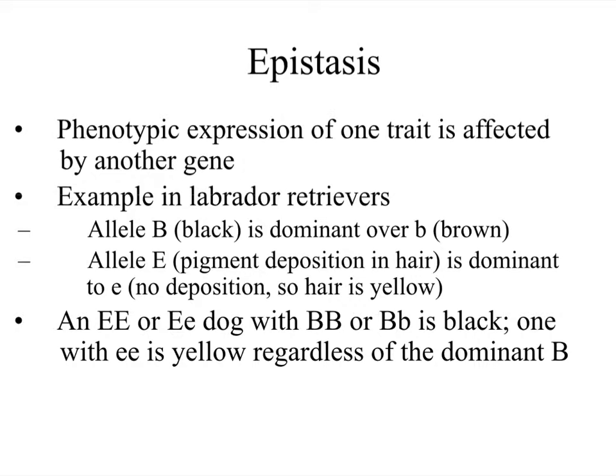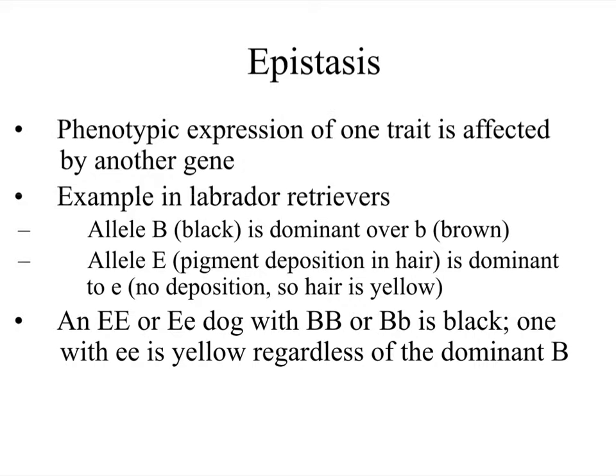All right, however, you also have a pigment trait in them. It's called pigment deposition in the hair, and that is dominant, and that is represented by the letter E. So allele E, which is pigment deposition in the hair, is dominant to little e, which is no deposition. And if they don't have that pigment deposition, then their hair would be yellow, and that's recessive.